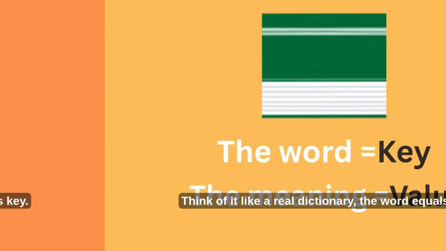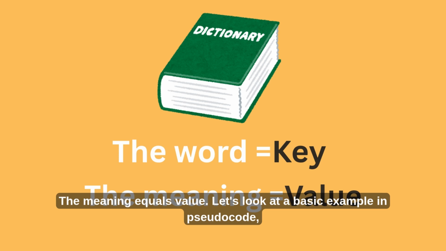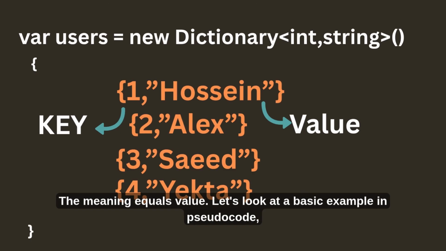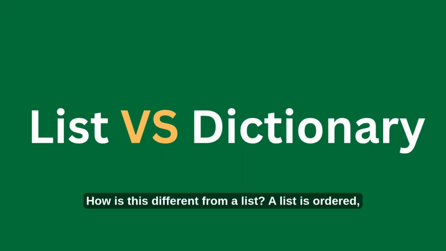2. You use the key to access the value. Think of it like a real dictionary. The word equals key. The meaning equals value. Let's look at a basic example in pseudocode, and to access values use key. Now the important part. How is this different from a list?